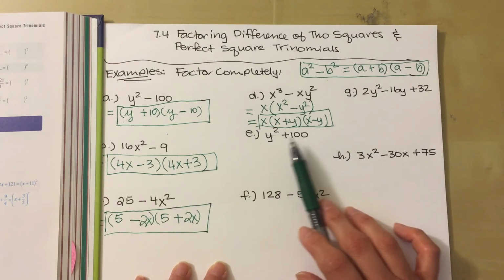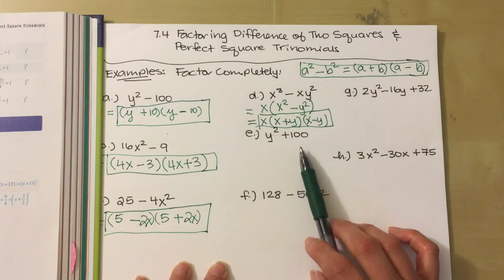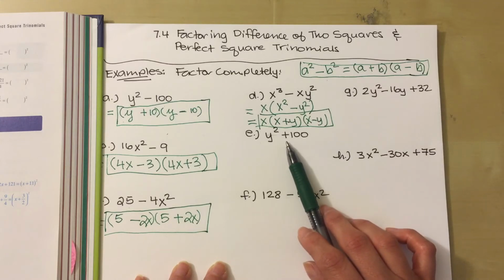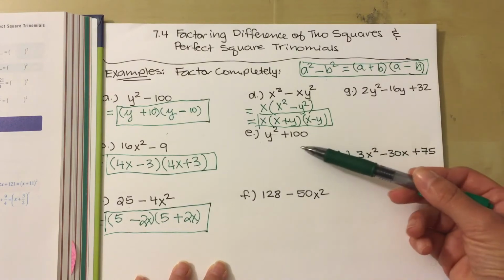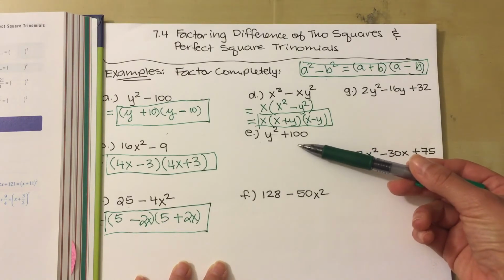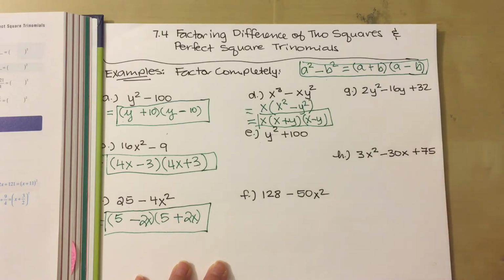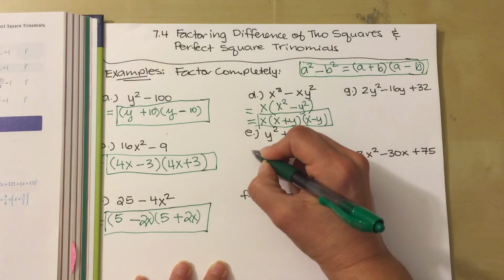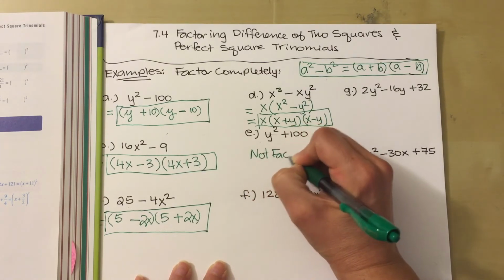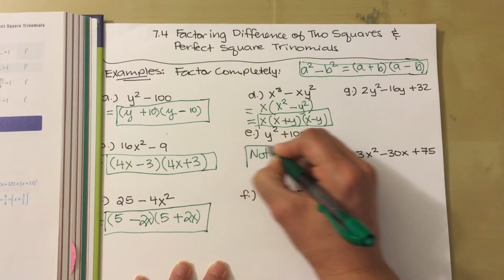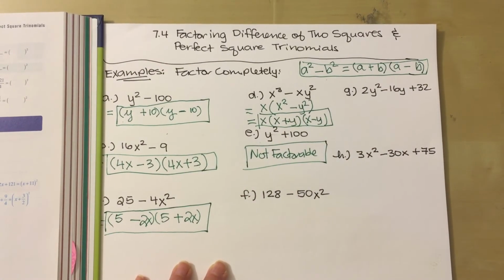Example E. We have two terms, but pay attention, something is wrong with this example. This is not a difference of two squares. Why? Because we are adding. This is a sum of two squares. We don't have a formula for a sum. I haven't given you a formula for a sum of two squares. So this problem, if you have a sum, is actually not factorable with real numbers. Some of the problems in your book will be a sum, so be careful. Those cannot be factored as a difference of squares.